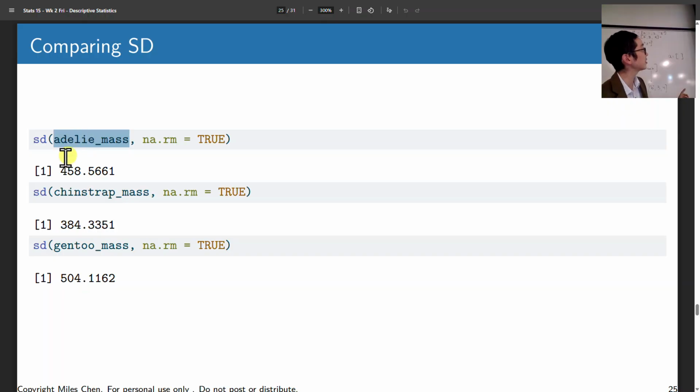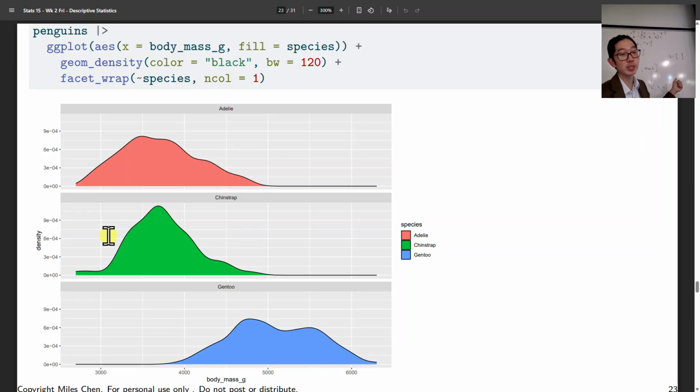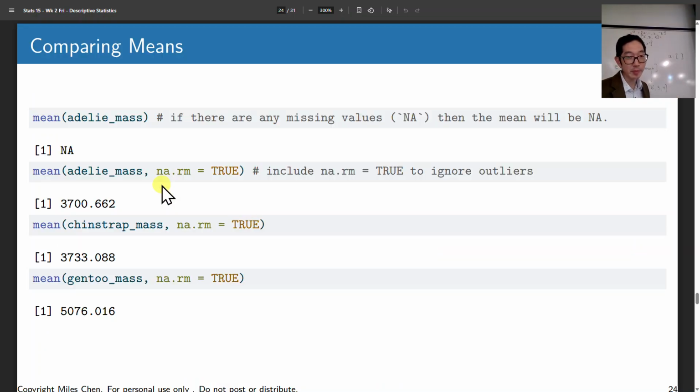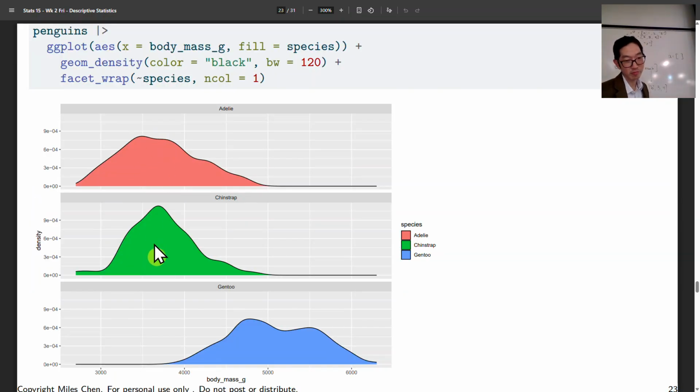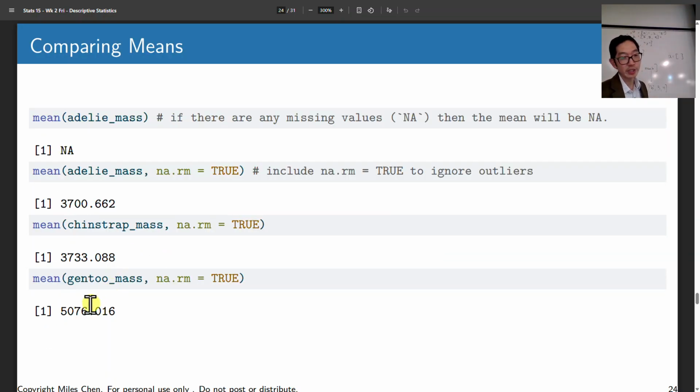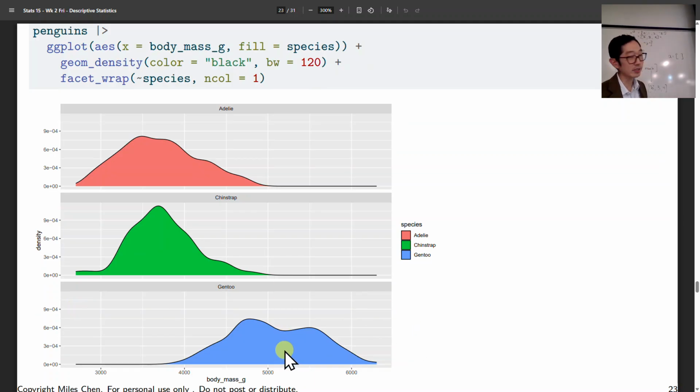So if we look at the standard deviations of Adelie mass, it's 458 versus the standard deviation for the Chinstrap, which is 384, okay? Looking at the means, that's kind of where's the center, where's the balance? Adelie and Chinstrap both have similar means, 3,700 and 3,733. Very similar there. Gentoo is way higher, 5,076. Okay, over here is the center.